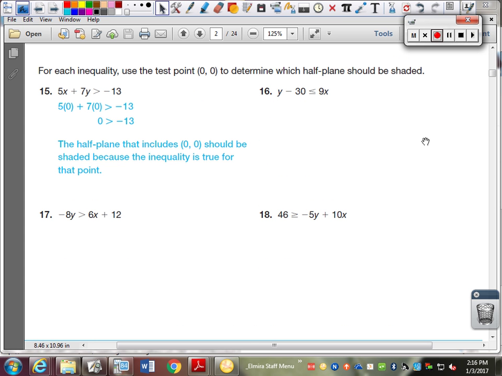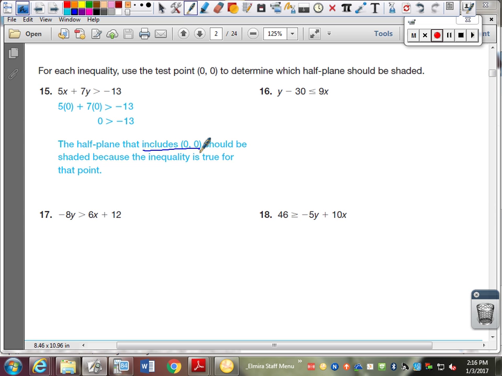For this section, you're subbing in 0, 0 to determine if the half plane that has 0, 0 in it should be shaded or not shaded. So you can see in the example problem that when they sub in 0 for x and y, they get a true statement. 0 is greater than negative 13. So the part of the graph that includes 0, 0 should be shaded because the inequality is true for that point.